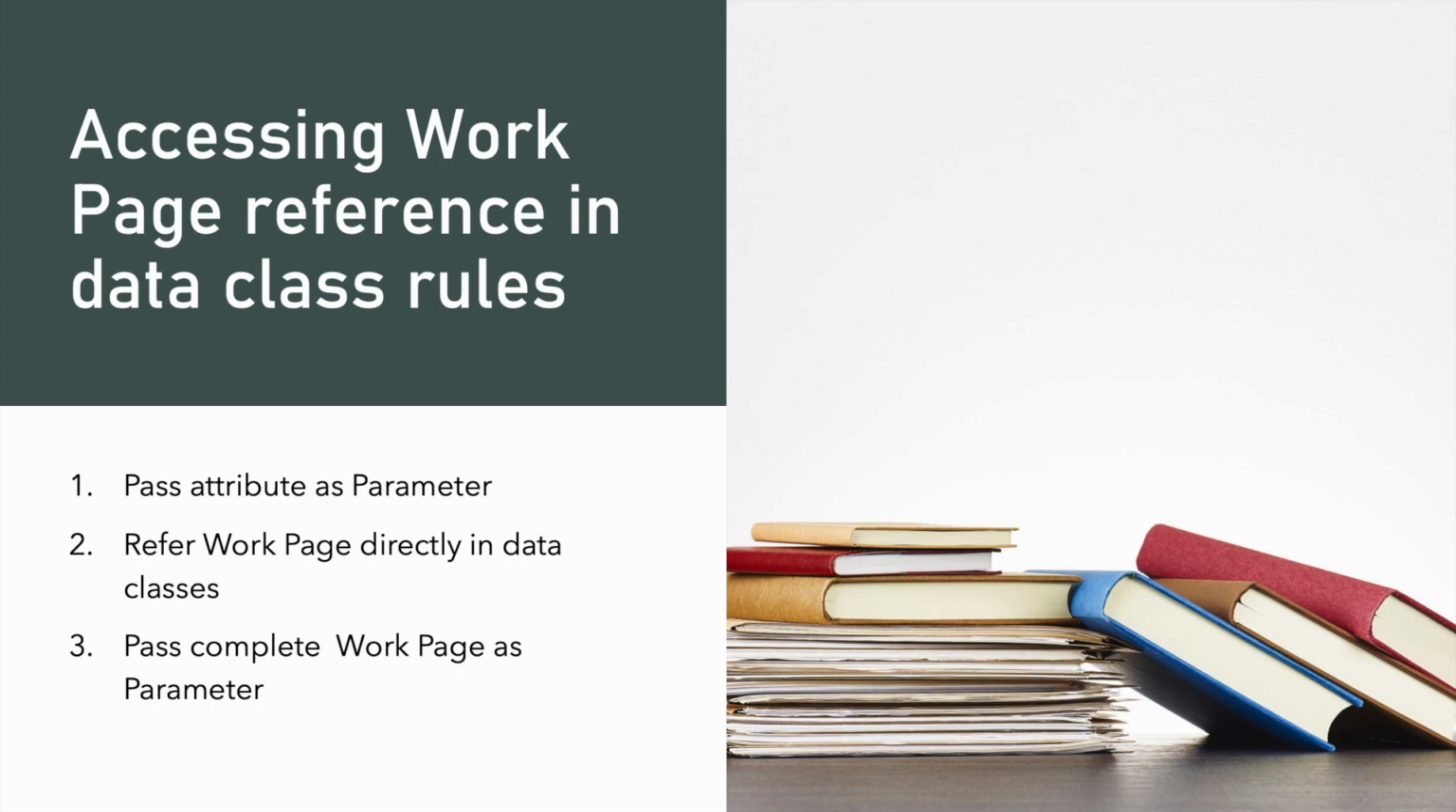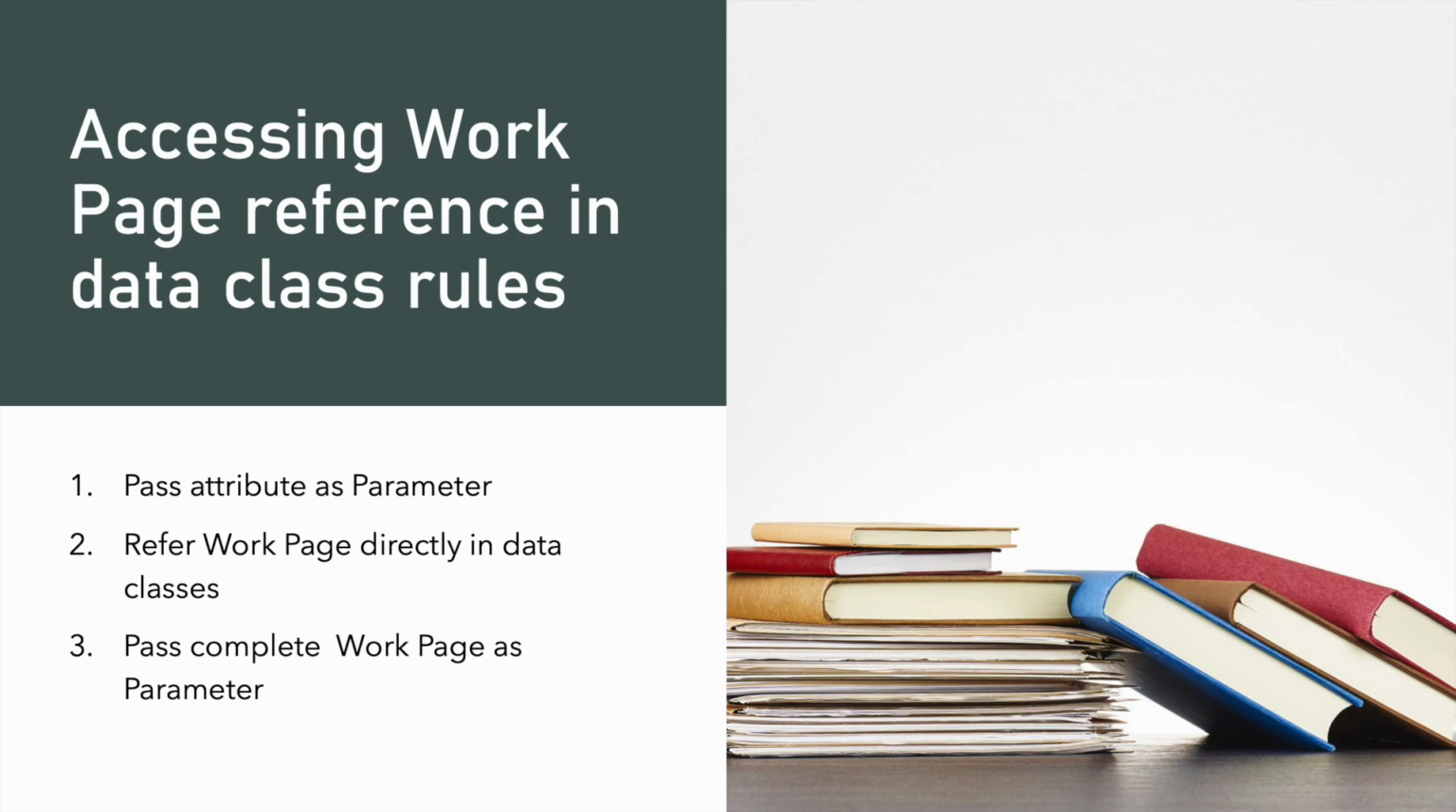Here I have noted down three ways. The first is to pass the attribute as a parameter. Let's say you have only one or two attributes, like insurance ID, loan number or account number. One or two attributes we can pass as a parameter from the work layer rule to the data classes, and we can use it. So this is the one way.